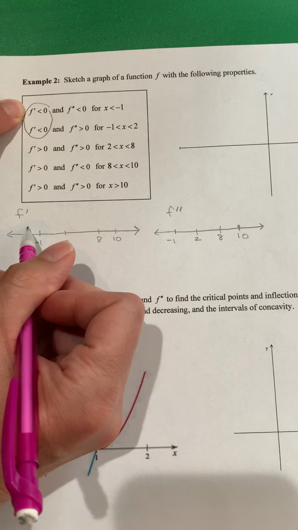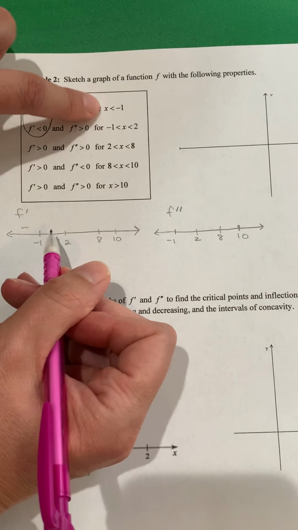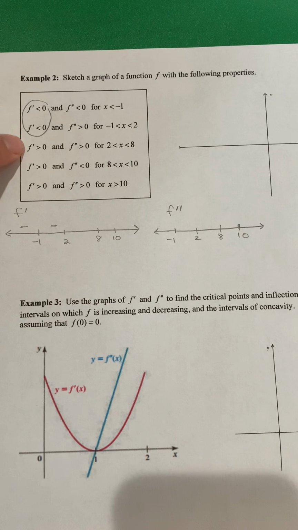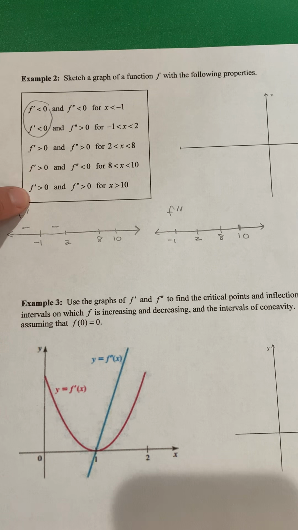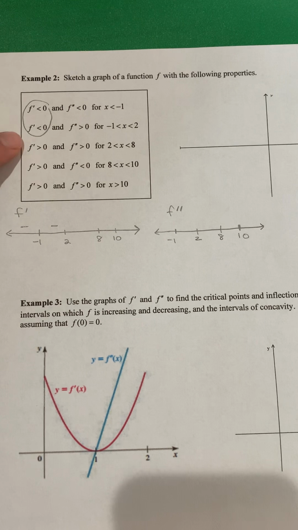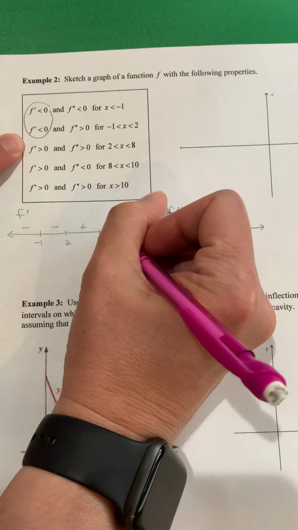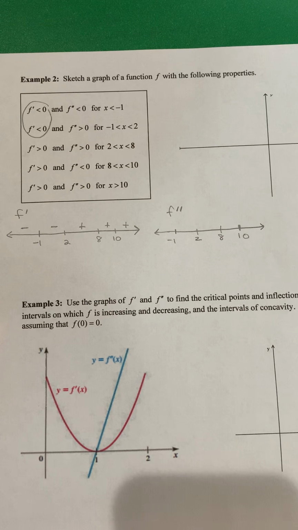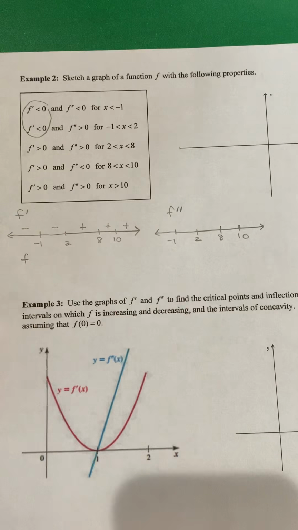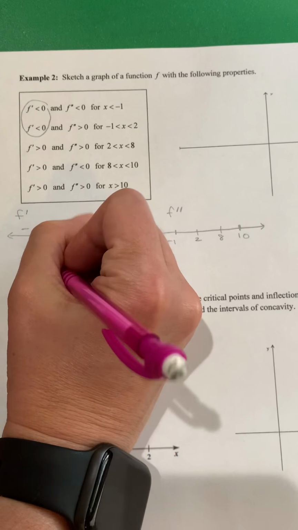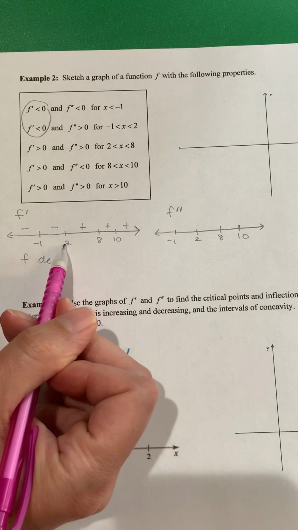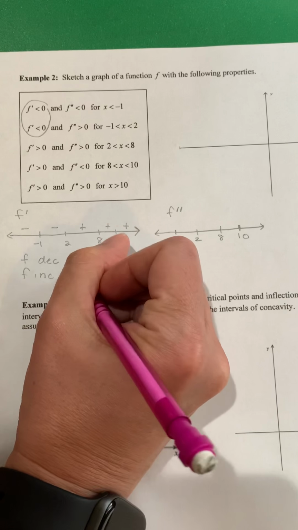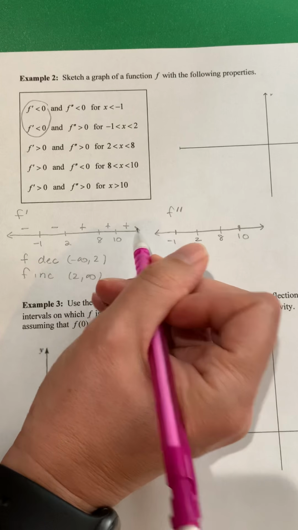It's negative from negative infinity up to negative 1, and then it's also negative from negative 1 to 2, okay? Then I know that my first derivative is greater than 0 or positive for the rest of the intervals, from 2 to 8, 8 to 10, and 10 on out to infinity. So what this means for us is that everywhere we've marked negative, that tells us the function f is decreasing. So it's decreasing from negative infinity to 2. And then it's increasing from 2 on out to infinity because of all the positive signs.